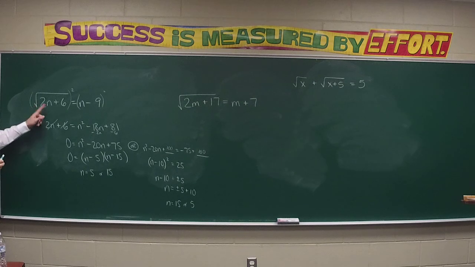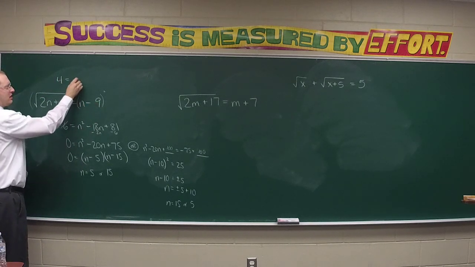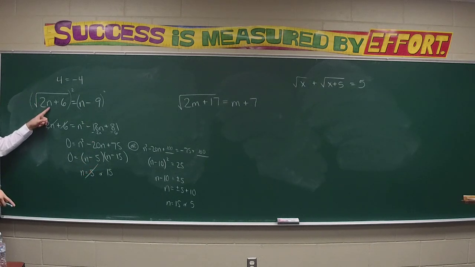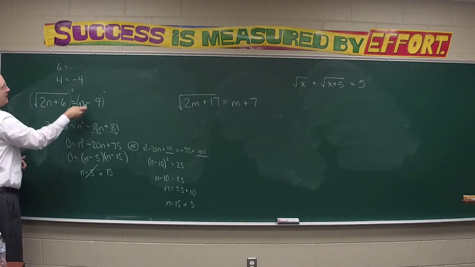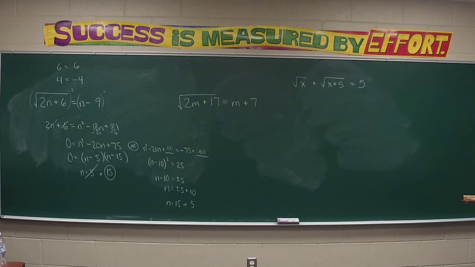And we try the 5. That gives me what? 10, 6, 16. Square root of 16 is 4. And then 5 minus 9 is negative 4. So that one's going to go extraneous. The 15 should work. Double 15 plus 6, square root. And then 15 minus 9 is... So sure enough, the 15 checks. How many had the 15 checking with the 5 being extraneous?